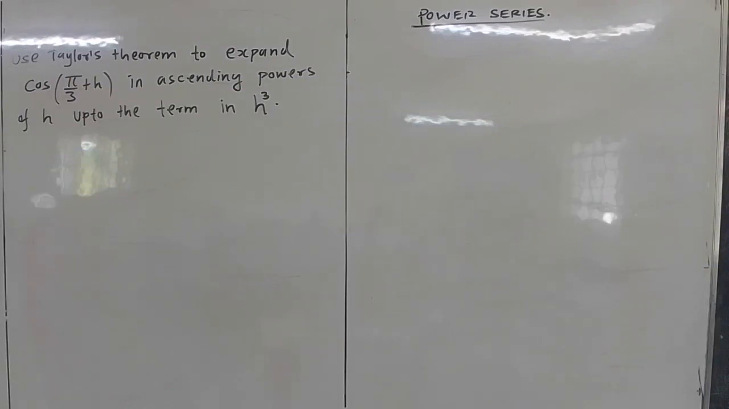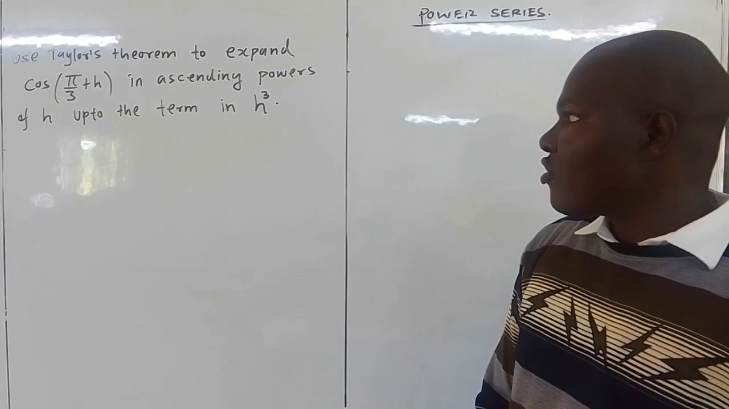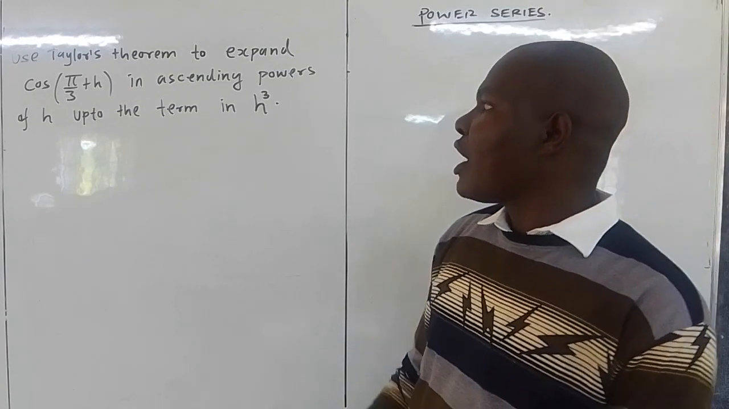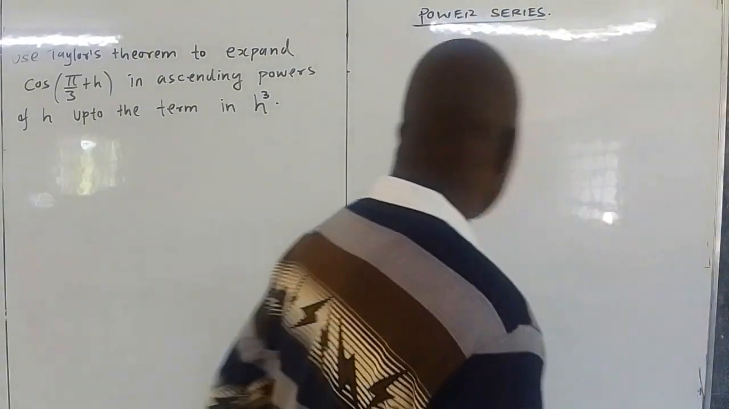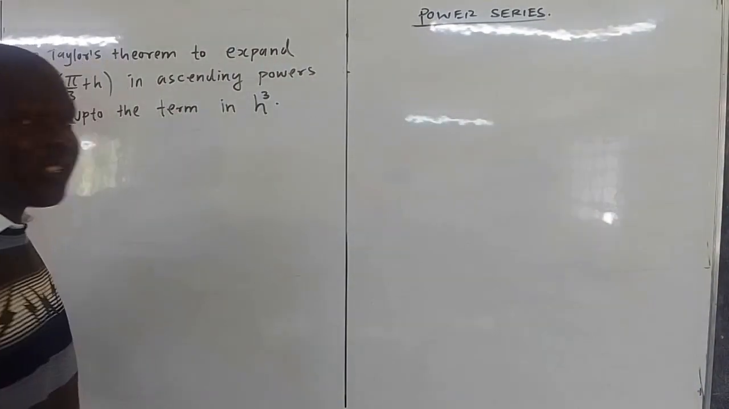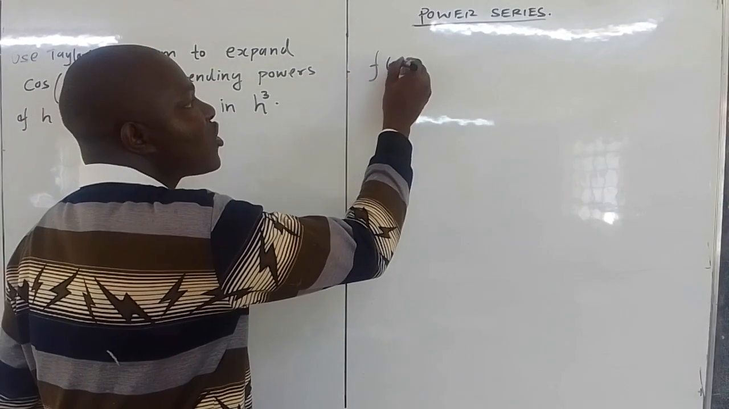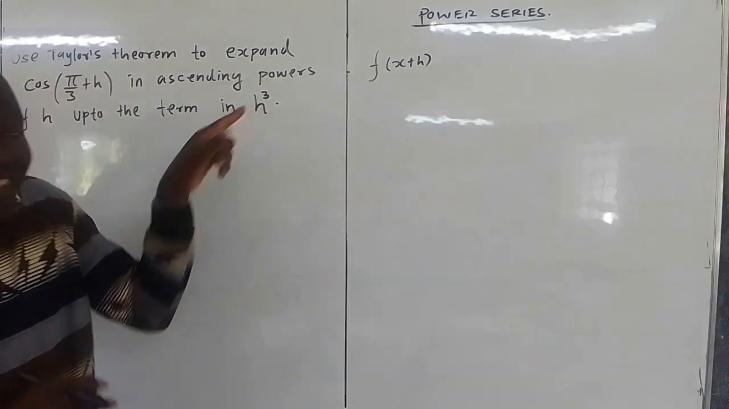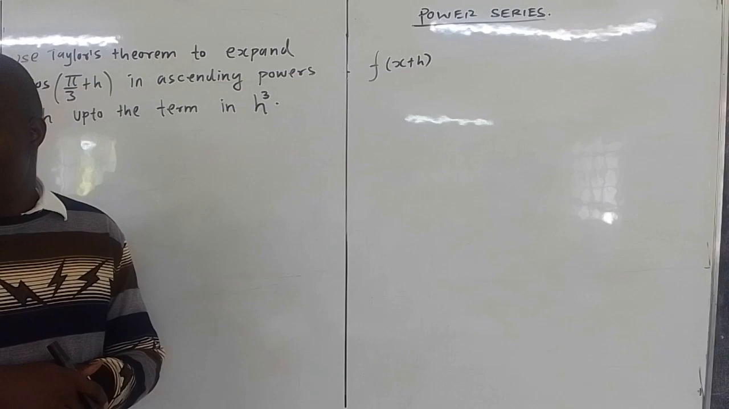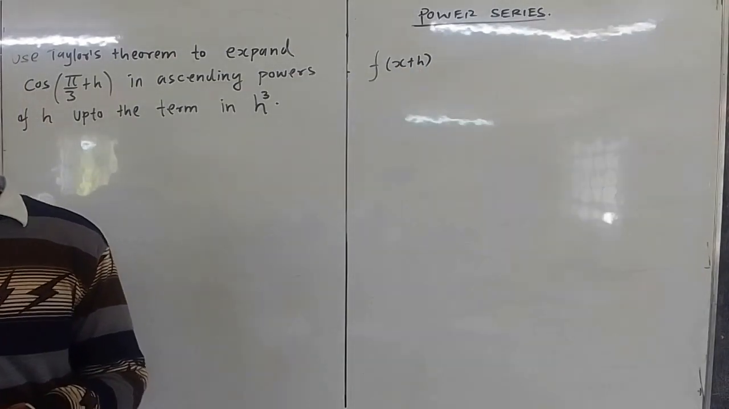So in this first case, you'll be told, use Taylor's theorem to expand cos(pi/3 + h) in ascending powers of h up to the term in h cubed, isn't it? Now, which function are you expanding? In ascending powers of h, it means you are expanding the function f(x + h), because that is when you get the ascending powers of h. Are we together?